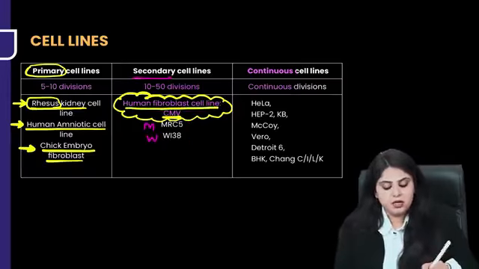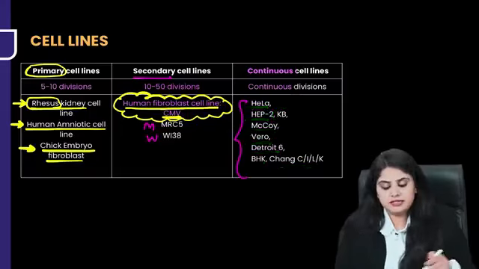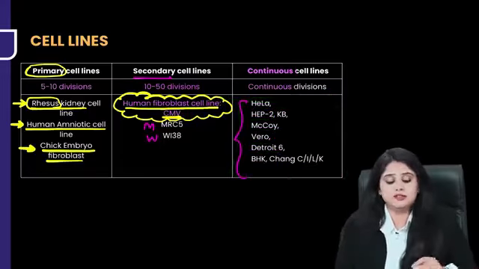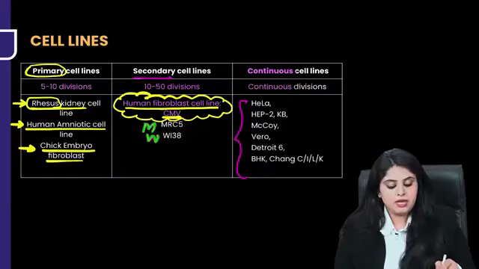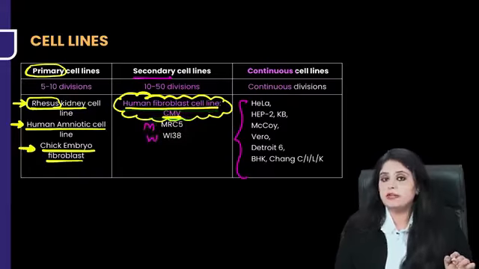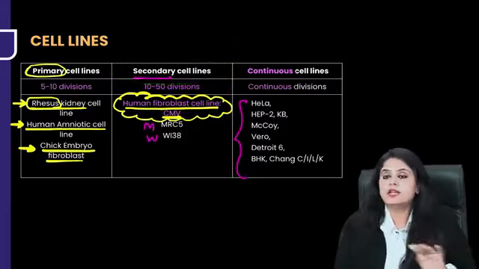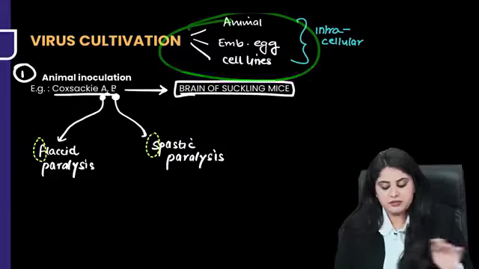And after that, no matter what is written, HeLa, Hep2, KB, McCoy, Vero, Detroit, BHK, Chang, CILK, all of these come under continuous. I don't have to learn that list. Remember the names of the primitive things. M, W and anything related to human fibroblast is secondary, and everything else becomes continuous. We are done with the cell lines. These are the three ways by which any kind of virus can be grown.